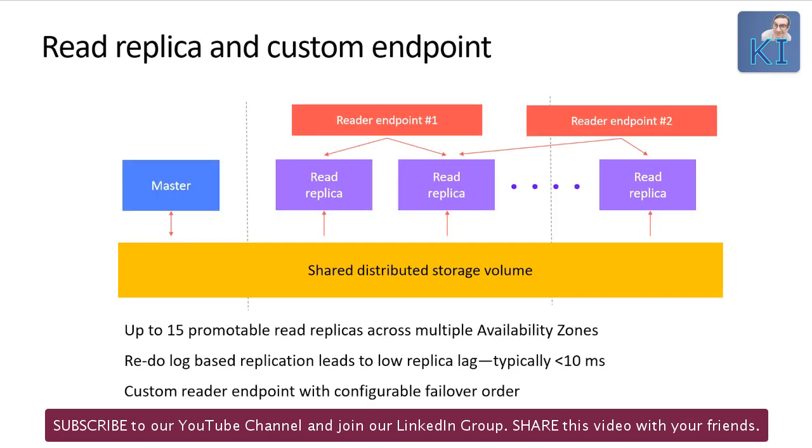Okay. In terms of custom endpoint and the read replica, we already talked about this. So there will be a master instance. There will be replicas, okay, and there will be a reader endpoint. You can also go ahead and have a custom endpoint, as we talked about. Up to 15 read replicas you can create across different availability zones. Redo log based replication leads to low replica lag, typically less than 10 milliseconds. So we saw that it was 20 milliseconds, but it differs a bit, normally 10 to 20 is what you will get.